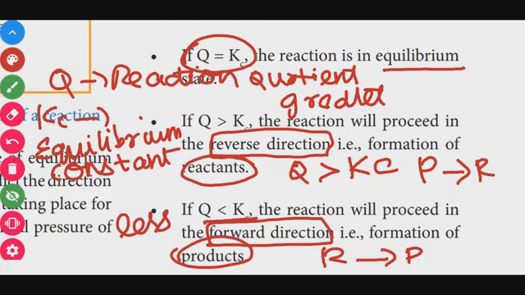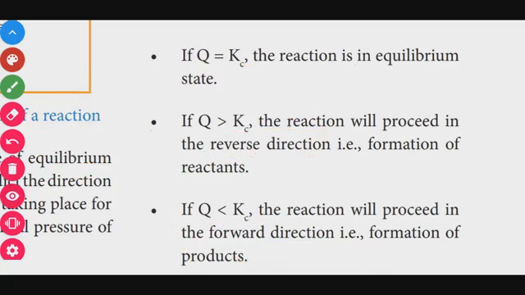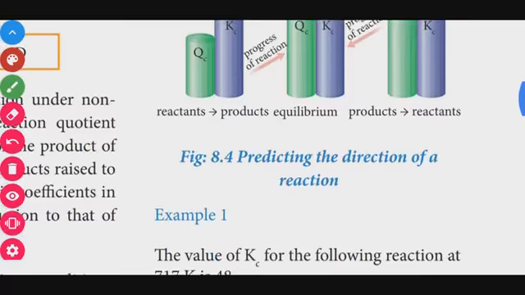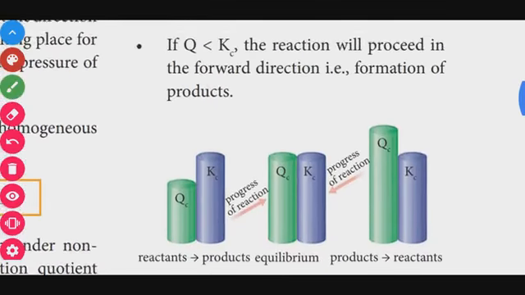So these are the 3 conditions to predict the direction of reactions using Q and Kc, that is the reaction quotient and equilibrium constant. Q equal to Kc na the reaction is in equilibrium. Q is greater than Kc na the reverse direction, the products are converted into the reactants, and similarly Q less than Kc na forward direction, reactants are converted into the products. So this is all about predicting the direction of reaction. Okay, so that's it. And next video நம்ம example 1 and 2 பார்ப்போம்.